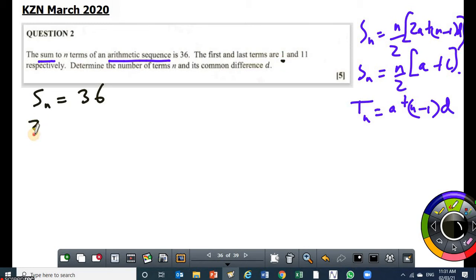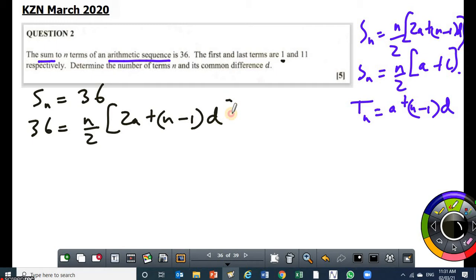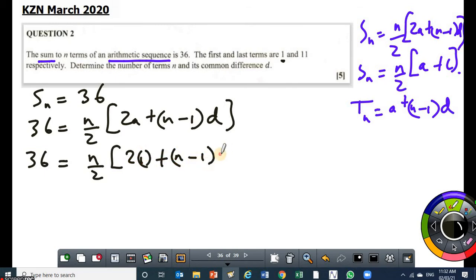But for now, I'll write here 36 is equal to n over 2 times 2a plus n minus 1 times d. Then, since I know the first term is given, it's 1, I'm going to substitute a by 1. If I do that, I'll end up having a linear equation in how many variables? 2 variables. Okay? So this becomes 36 equal to n over 2 times 2 by 1 plus n minus 1 times d.